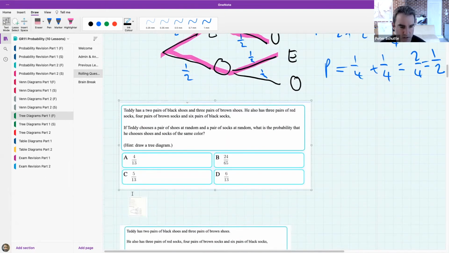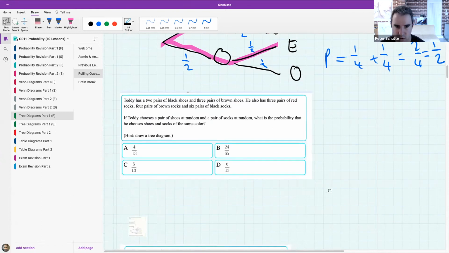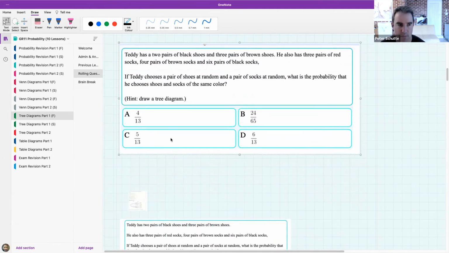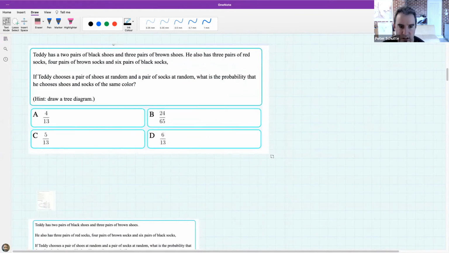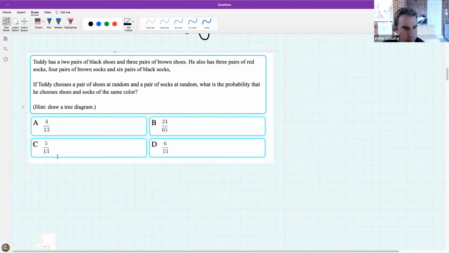So what we're going to do in this next one is make it a little bit more interesting. So let's think through this. Teddy has 2 pairs of black shoes and 3 pairs of brown shoes. He also has 3 pairs of red socks, 4 pairs of brown socks, and 6 pairs of black socks.